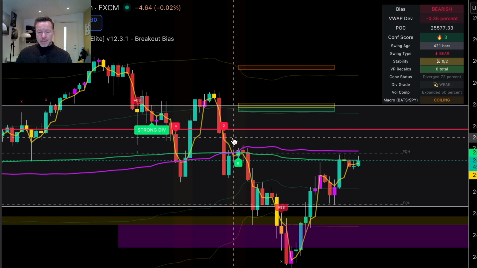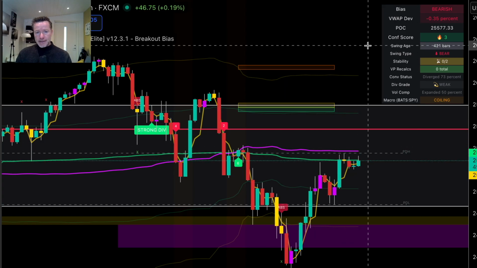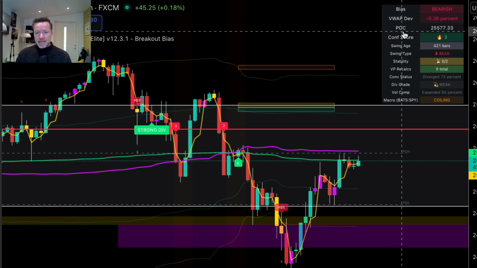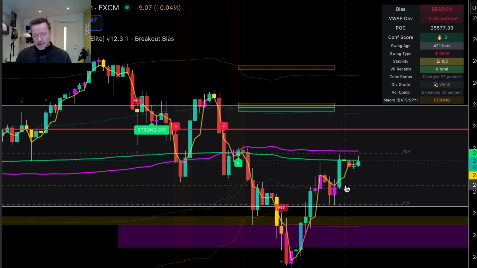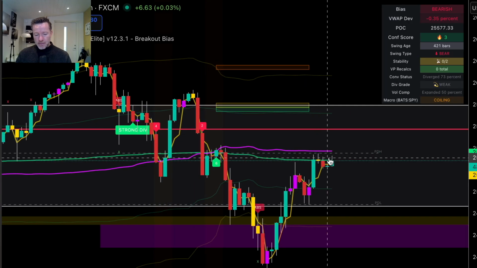While the S&P is holding bullish structure, look at the Nasdaq. Current price is 25,287. We have a VWAP deviation of minus 35%. The POC is 25,577, and we have a confluence score of 3. So we are getting near towards the AVAP. Let's see if that will follow the SPX positive trading.